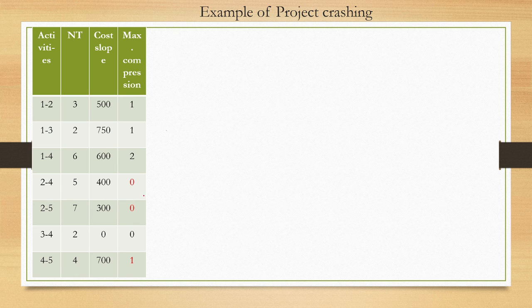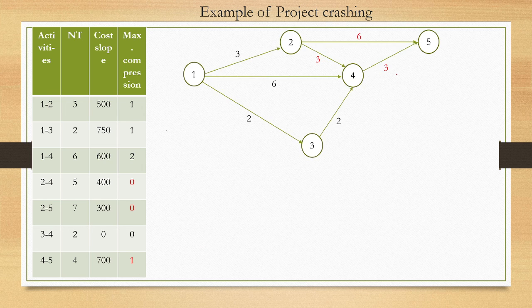Since we have taken 2 to 4 and 4 to 5, we have reduced it by 1 day each. Now this is the maximum compression, and this is our new network diagram. And what are the paths we have and the project duration? So first is 1 2 5, 3 plus 6, 9. Another one is 6 plus 3, 9, which is 1 4 5, and 1 2 4 5. So 3 plus 3 plus 3, 9, and the last path is 1 3 4 5, and 2 plus 2 plus 3 is 7. Again there are three critical paths, so we need to reduce all three critical paths simultaneously.